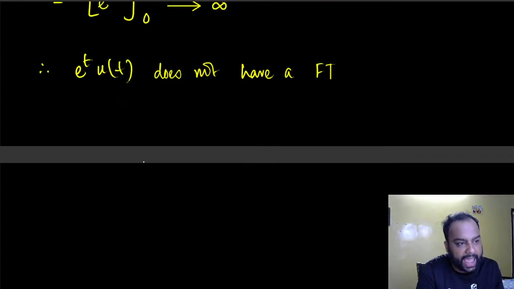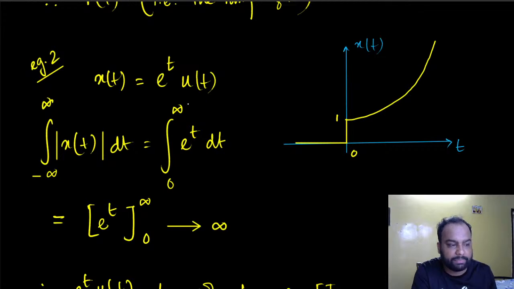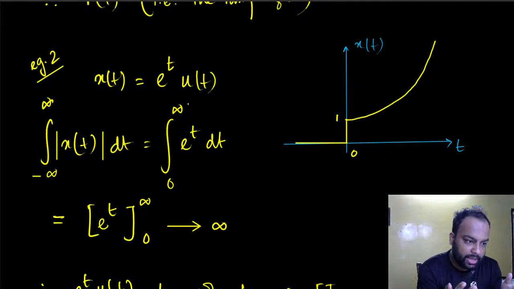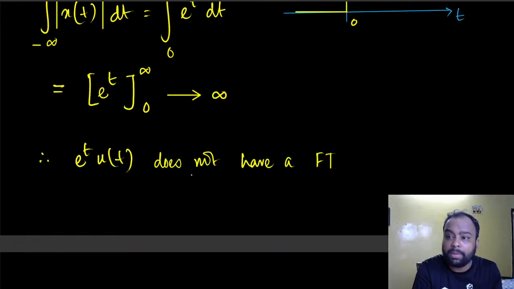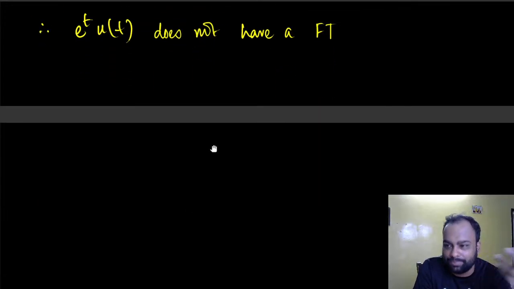Now, if I ask you, I am thinking about this very simple exponential signal. The problem was that this signal was not expressible in terms of a Fourier transform because this signal was not absolutely integrable. But what if I am allowed to multiply something with it?